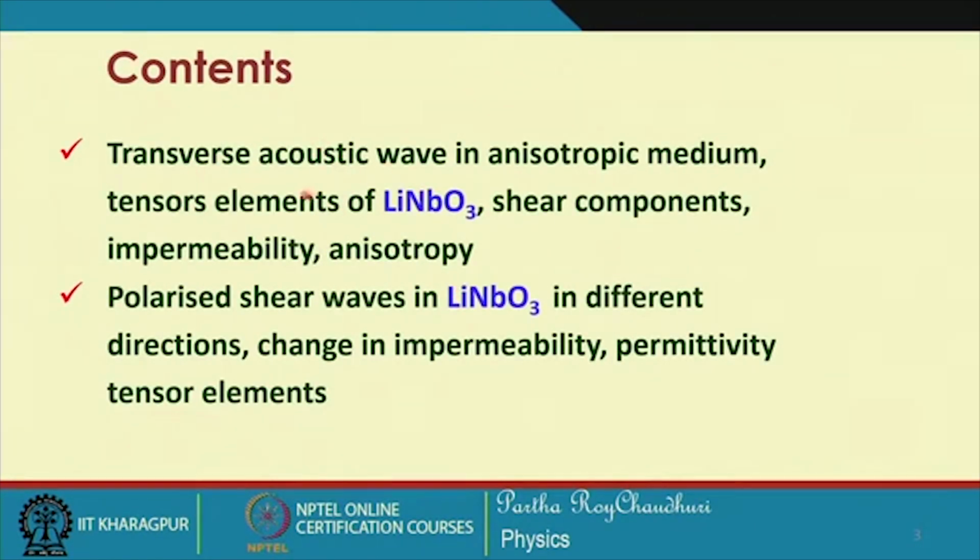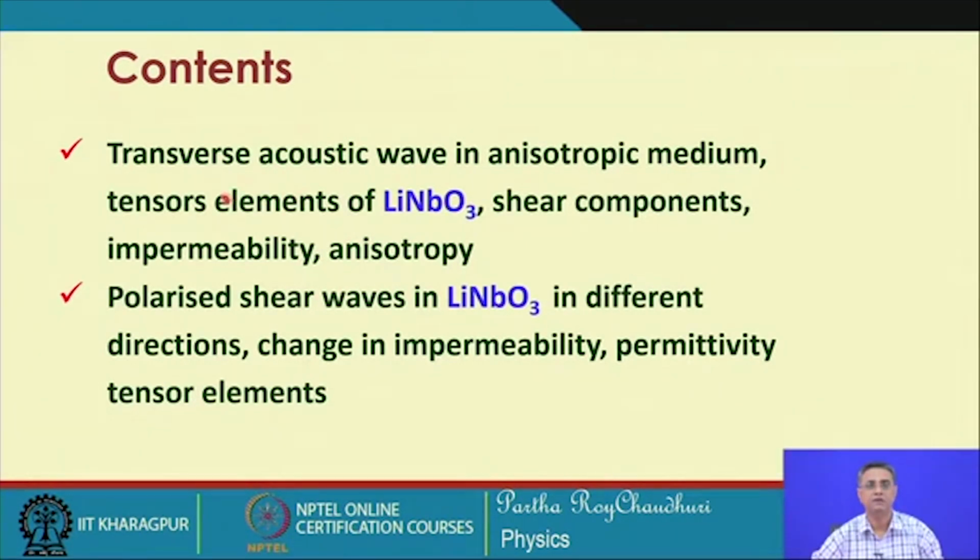So, we will be discussing this transverse acoustic wave in an anisotropic medium, and we will look at the resulting tensor elements for this lithium niobate crystal, which is a very important crystal, and we will look at the shear components, change in the impermeability tensor and resulting anisotropy. We will also consider another example case of polarized shear waves in lithium niobate in different directions, and then in the same way we will look at the change in the impermeability and permittivity tensor elements.